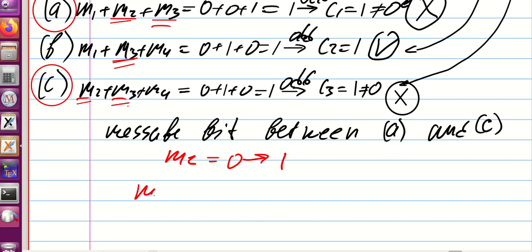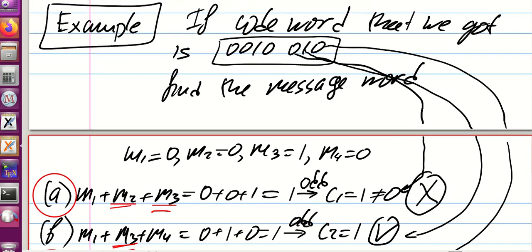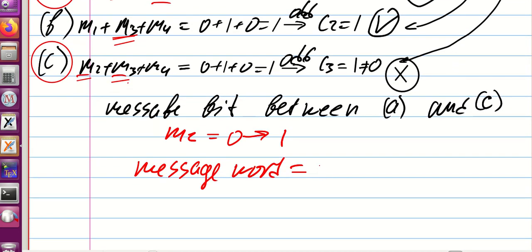So we have to switch it to 1. So what would be our message word? The message word is equal to, so we take the original one, which is 0, 0, 1, 0, but the second one shouldn't be 0, it should be 1. So we switch it into 1. And that's our answer for this exercise.